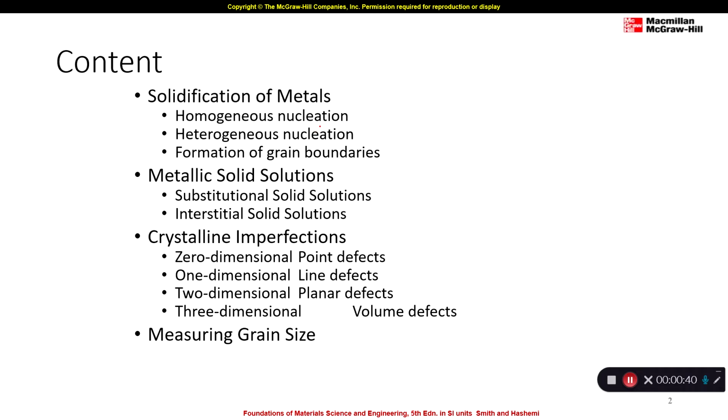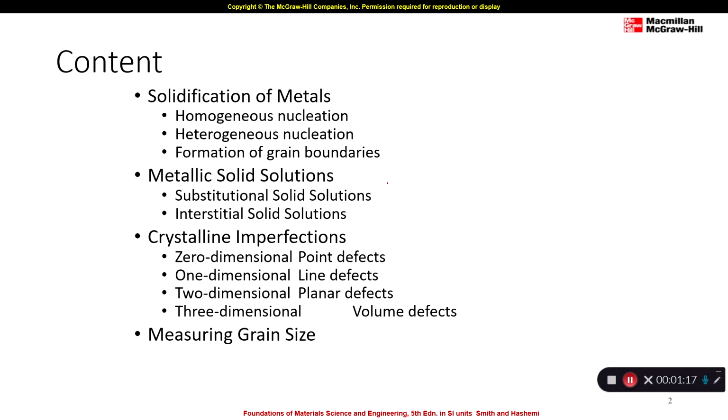So in this video, I will be focusing on the second part, which is metallic solid solutions. So you have probably heard of a solution. A solution is a mixture of two or more components. Okay, a pure metal has only one component. It can be whatever metallic element, but a metallic solid solution will have more than one.